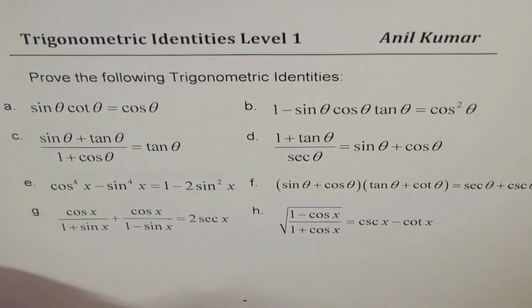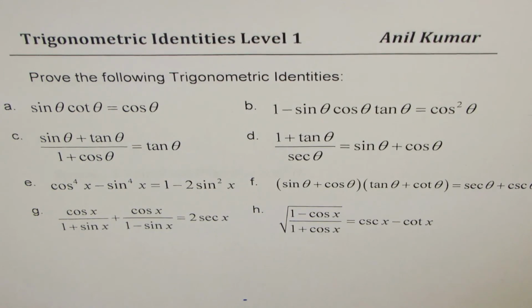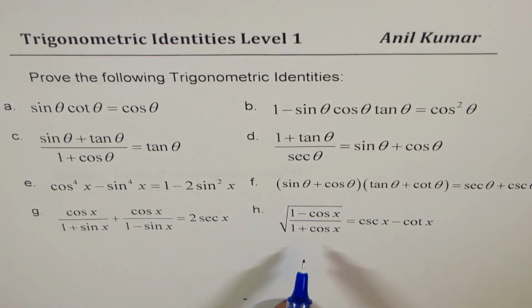So I've taken a few examples which are relatively simple. I'm calling them level 1. We'll use basic formulas to prove these trigonometric identities and understand the concept. So here are 8 questions which I'm going to do in this particular video.